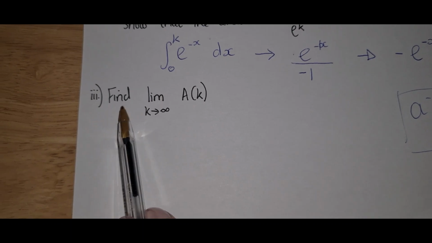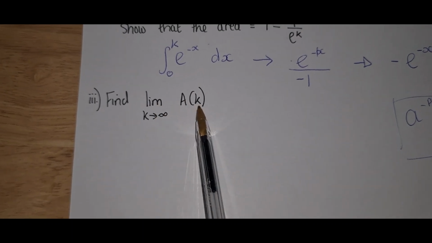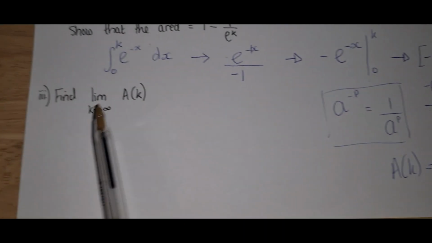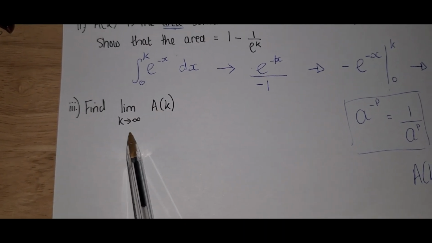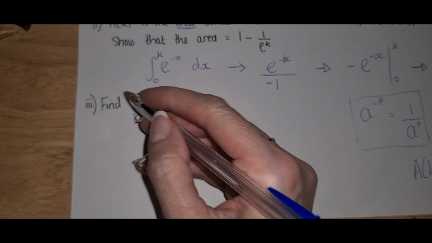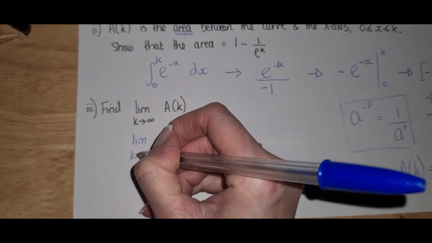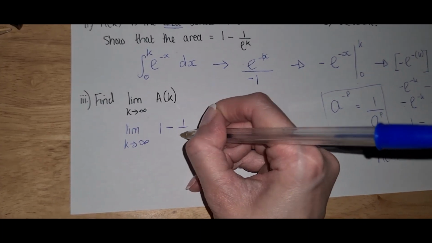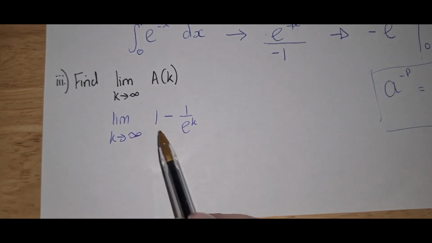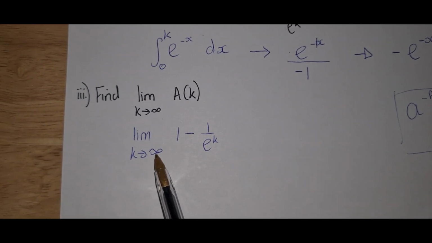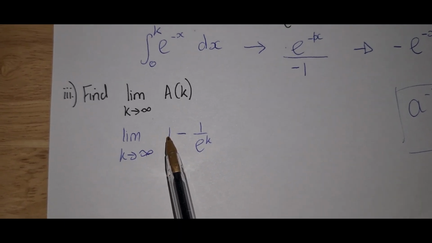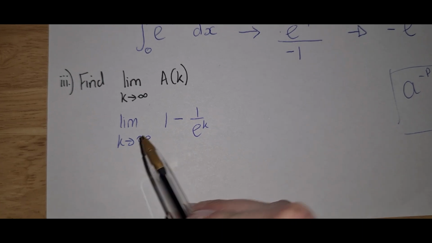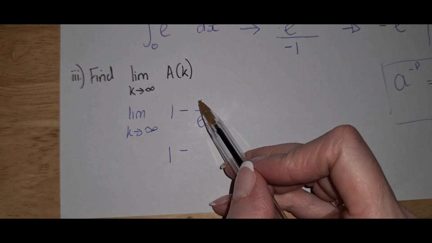Part 3, find the limit of your a of k function. So that's your area function, okay, which we've already found to be this. So find the limit of that function as k tends towards infinity. Okay, so that's the limit as k tends towards infinity of 1 minus 1 all over e to the power of k. Right, well, as k gets bigger and bigger and bigger, because 1 is not dependent on k, 1 will just stay as 1. As k gets bigger, minus 1 all over e to the power of k.